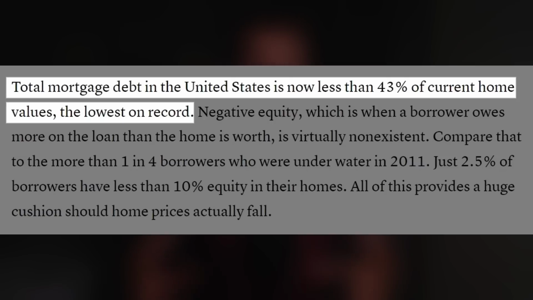We also know that total mortgage debt in the US is less than 43% of current home values, which is the lowest on record. Essentially, what all of this means is that the housing market today is much healthier than it was in '07. And even if prices were to fall significantly, there will be a significant cushion there to protect against negative equity.